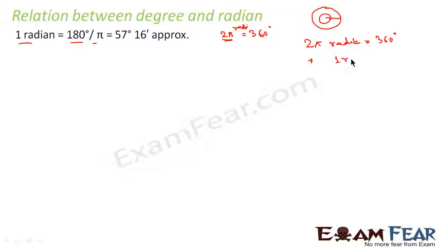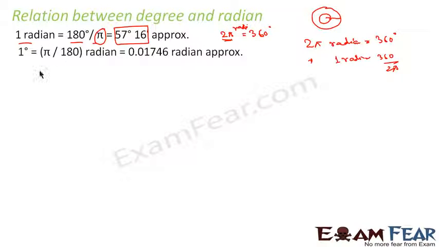So we can say 1 radian is equal to 360 degree by 2 pi, and this is nothing but 180 by pi. And when you put pi is equal to 22 by 7, you get 57 degree 16 minutes. Similarly, if you want to find degree, 360 degree is equal to 2 pi radian, and 1 degree is equal to 2 pi by 360 radian. If you solve this, you get pi by 180 radian, and you put pi is equal to 22 by 7, you get this value.